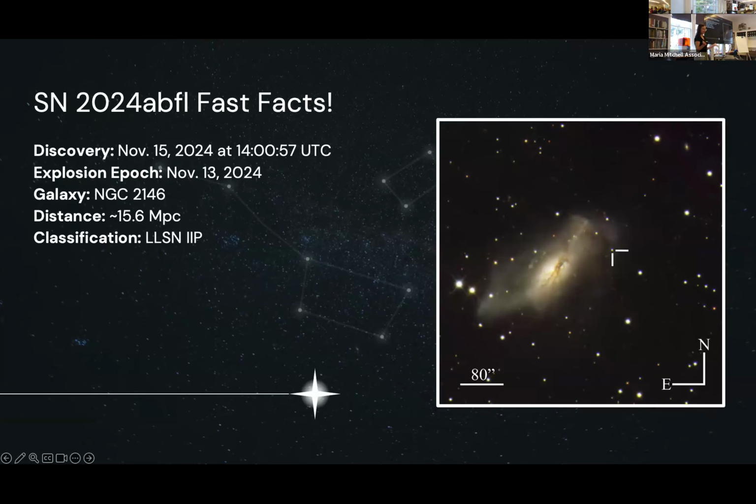Now we're going to talk about my supernova, 2024 ABFL, which was discovered on November 15th of last year. So it is very recent and very new. Based on pre-discovery imaging, we estimate that it exploded about 2 days earlier. We are lucky that this part of the sky had been imaged with a high cadence, meaning that we had a lot of images taken right before and right after the supernova appeared, which really allowed us to pinpoint the explosion time with high accuracy.